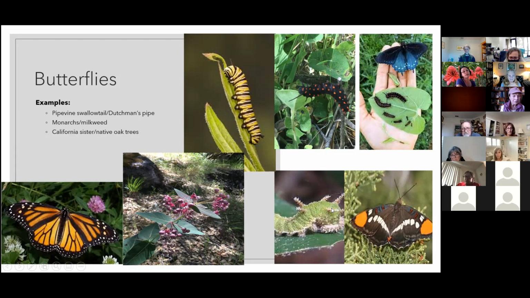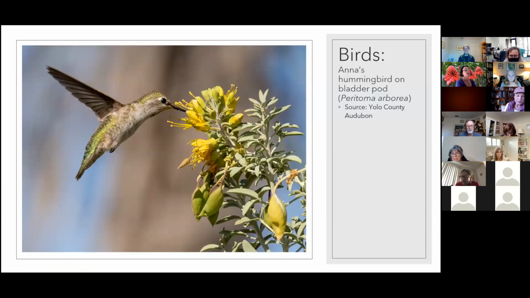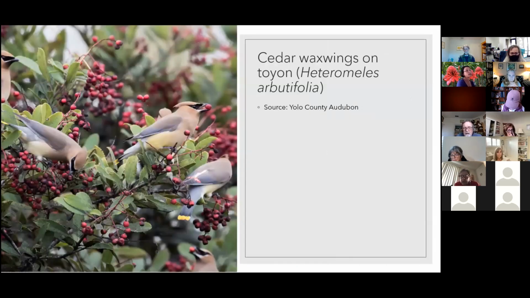And then on the bottom right here, we have the California sister caterpillar and butterfly, and those are not exclusive to one plant, but they are on native oak trees. So if you have native oak trees in your yard, or nearby, you can expect to see those California sisters. The same goes true for birds. So this is a native hummingbird feeding on a bladderpod, which is a native plant, and these are images from the Yolo County Audubon. So right here from our Native Audubon Society, a cedar waxwing on a toyon or Heteromeles on native plants. So just again, attracting native wildlife with native plants to your yard.